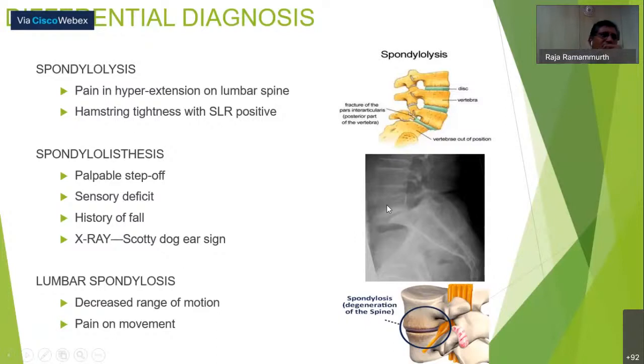Apart from this, if the force is too huge or the height is too great, more than 10 feet, 15 feet, in that case there are chances of bursting of the vertebra or a vertebral fracture may occur.